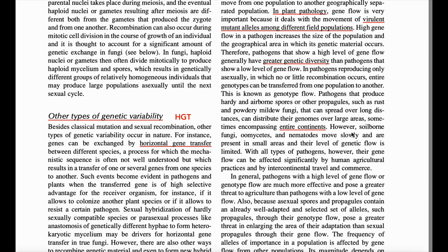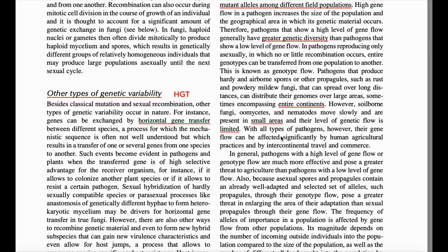However, soil-borne fungi, oomycetes, and nematodes move slowly and are present in small areas, and their level of genetic flow is limited. With all types of pathogens, however, their gene flow can be affected significantly by human agricultural practices, and by intercontinental travel and commerce.